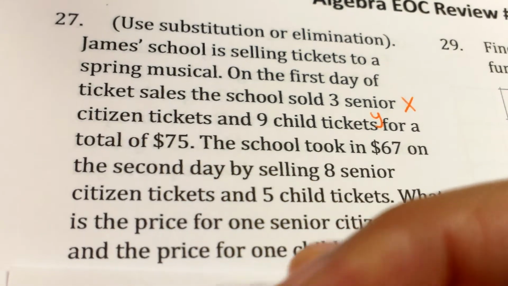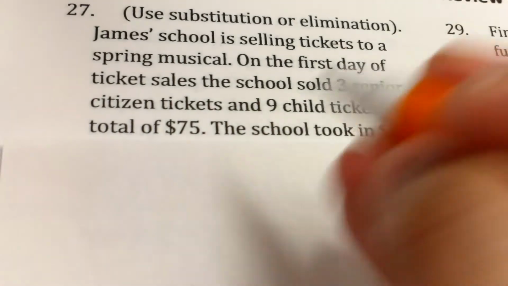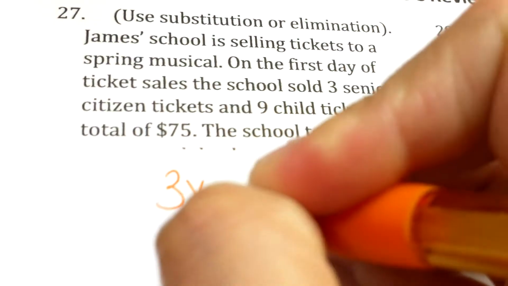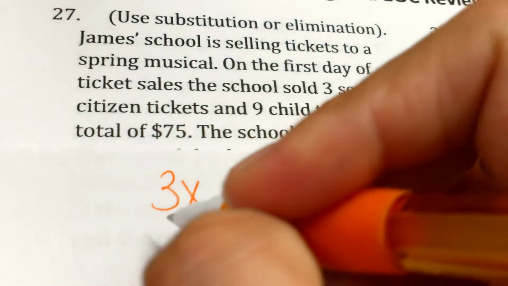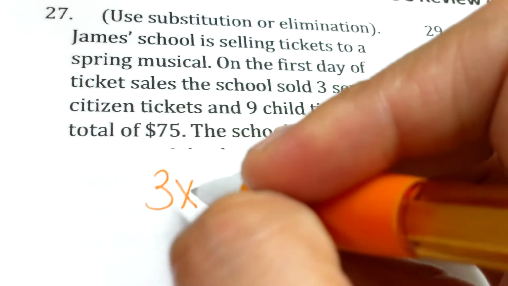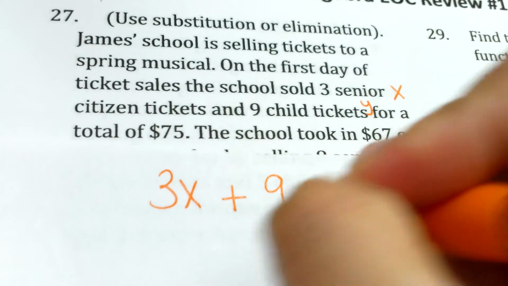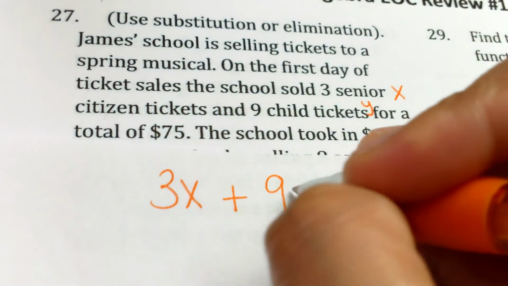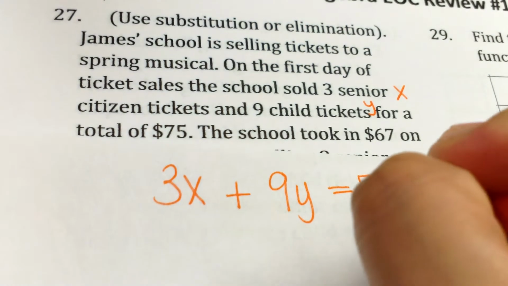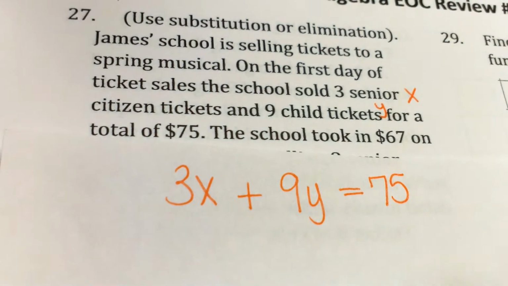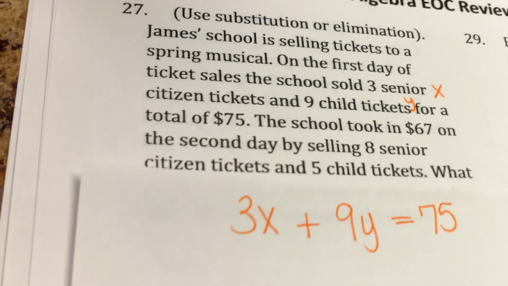So then if I were to write an equation, I would write down 3x, however much the ticket costs, which is what we're trying to find. So 3 senior citizen tickets times the cost of each ticket, plus the 9 child tickets times the cost of each child ticket, equals $75. That would be my first equation, because I don't know how much each ticket costs.